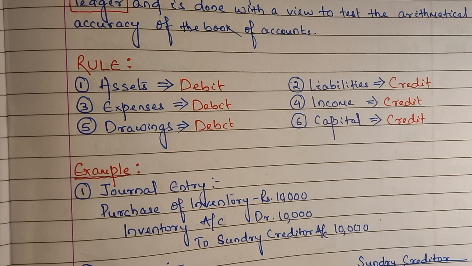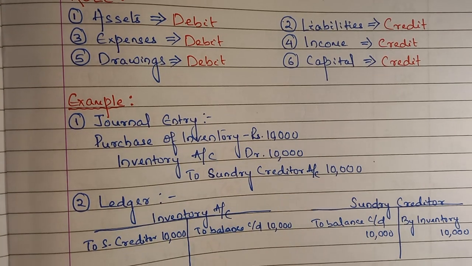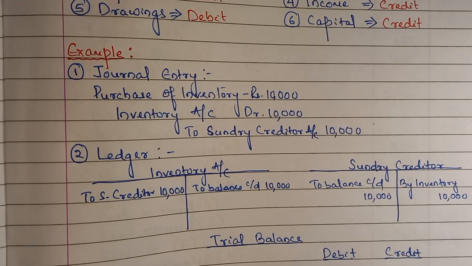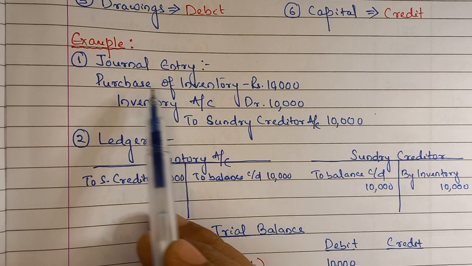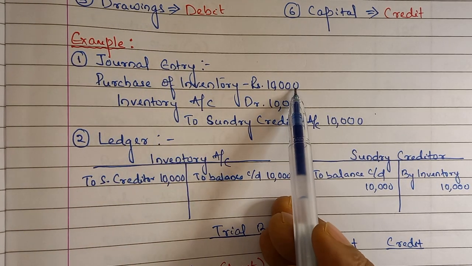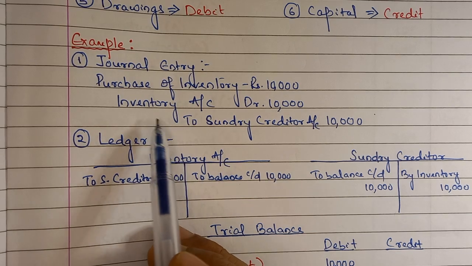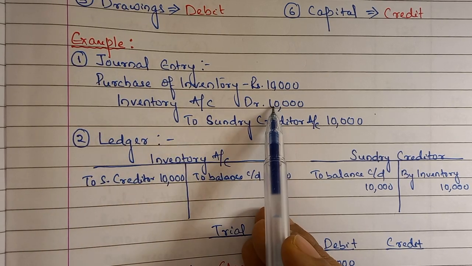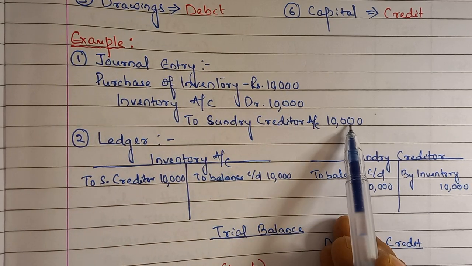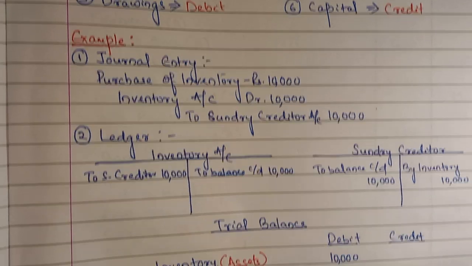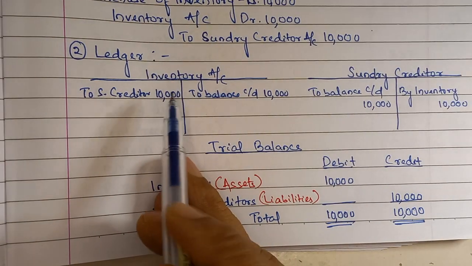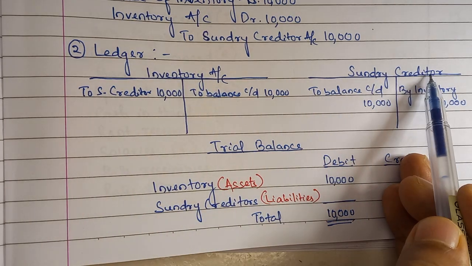Now let's take a short example with one journal entry to understand how the trial balance is prepared. Journal entry for purchase of inventory, rupees 10,000. What journal entry are you going to post? Inventory account debited 10,000 to sundry creditors 10,000. Now if I have to take this journal entry to the ledger, how am I going to prepare it? The ledgers are the inventory account and the sundry creditors account.